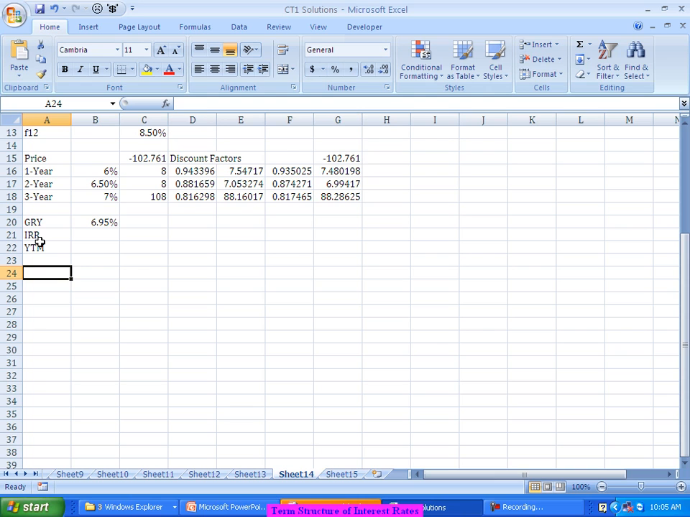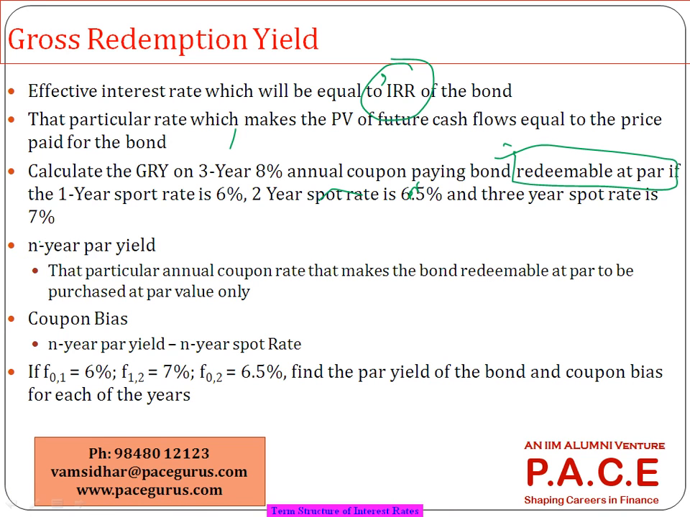So for every bond, to find out the gross redemption yield, a couple of things are required. You should be able to find out the price of the bond, and assuming that you are purchasing the bond at that price, what is the annual yield that you are going to get on that particular bond. That is what we are calling the gross redemption yield of the bond, or the YTM, yield to maturity of that particular bond. So that is the numerical here.